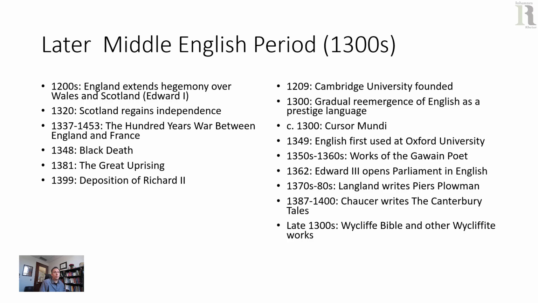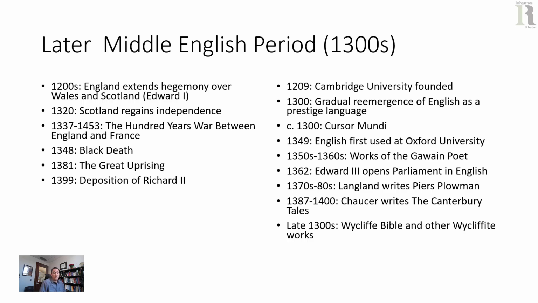I'm not going to read this bullet point of important events that happened, but I will say that the major things that happened during this period are the relative rise in power of England in the British Isles and its regional hegemony over Scotland, Wales, and Ireland. The Hundred Years' War, which takes place between England and France between 1337 and 1453. 100 years is an approximation. Another important event is the Black Death in 1348, which kills approximately a third of Europe.